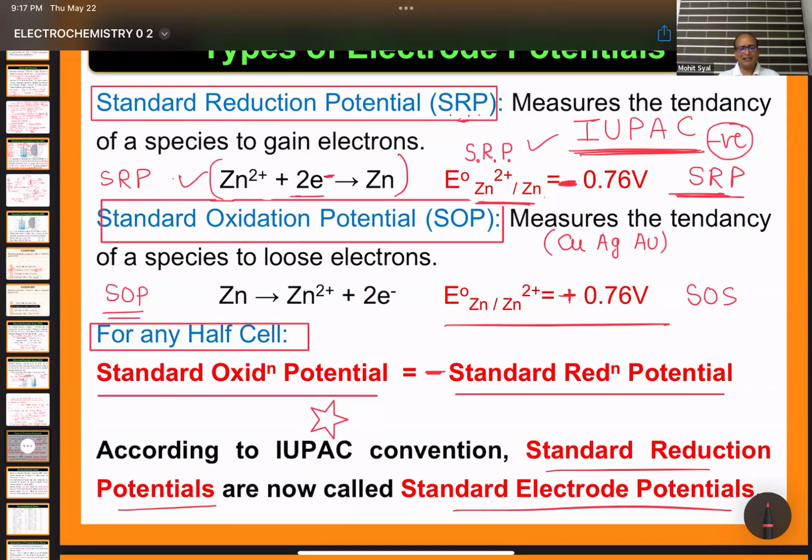Here you are showing zinc ion accepting electron. So zinc ion doesn't want electron. It is a metal, it wants to lose electron. So most of the metals have negative standard reduction potential values except copper, silver, and gold, because metals are electropositive, they have a tendency to lose electron, but they do not have tendency to gain electron. In reduction potential, we are measuring the tendency to accept electron, which is not there. So negative value.